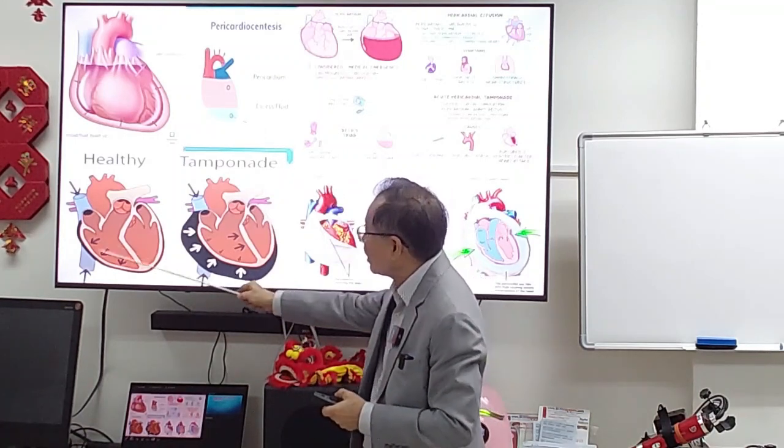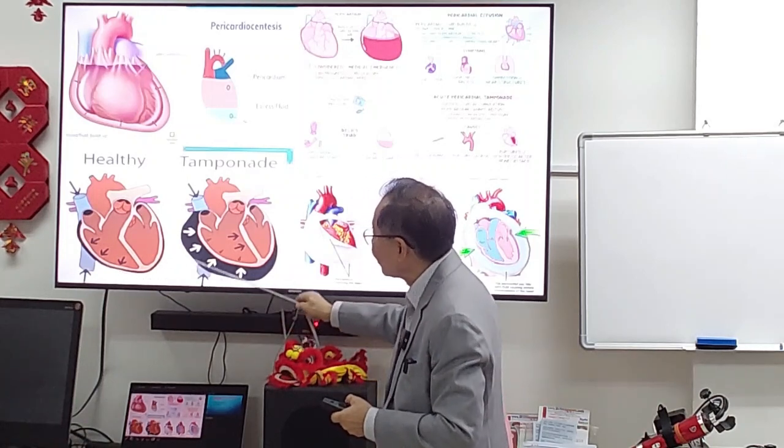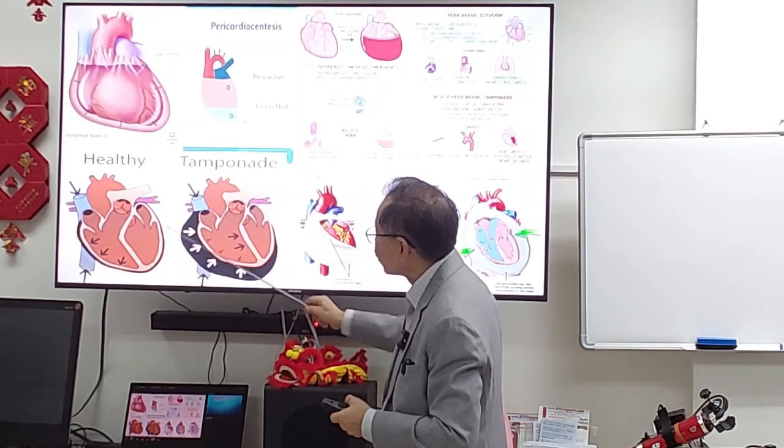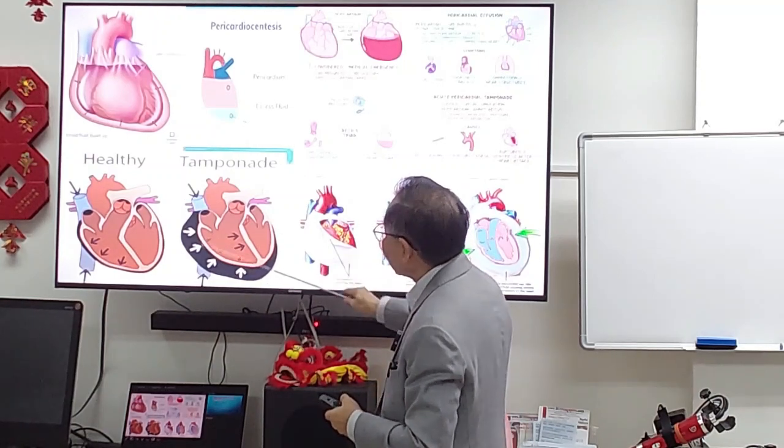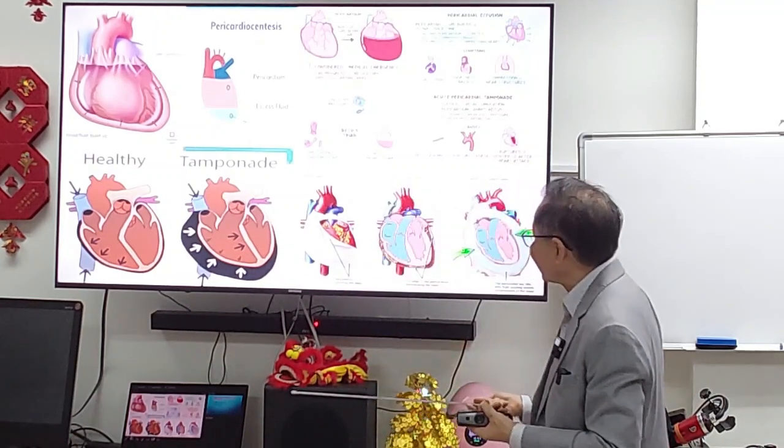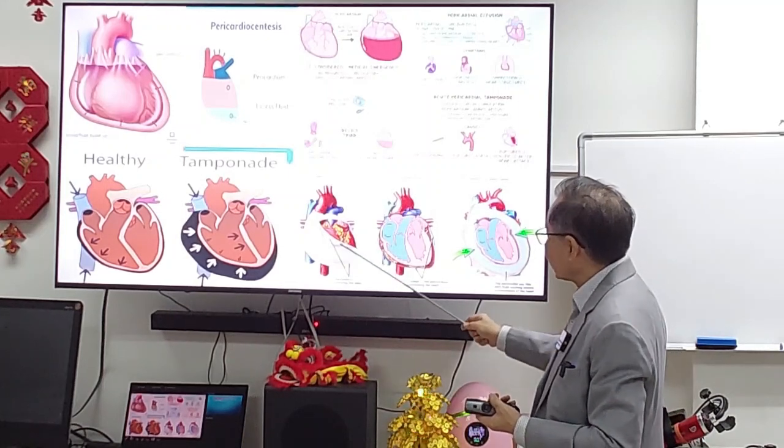So healthy heart, the space is almost nothing, no space at all. When it fills up with fluid, it presses on the heart, that's why the heart can't function. So this is the pericardium that covers the heart.